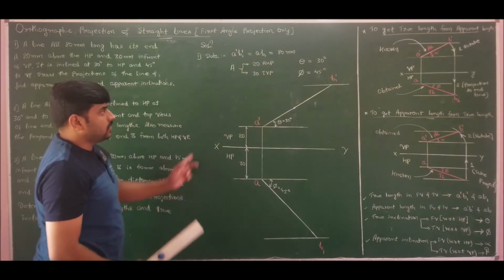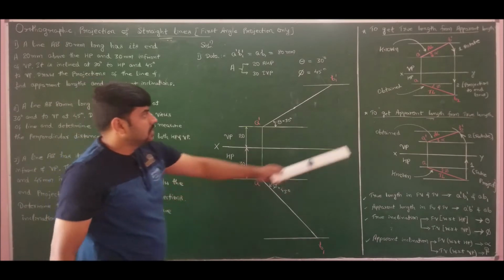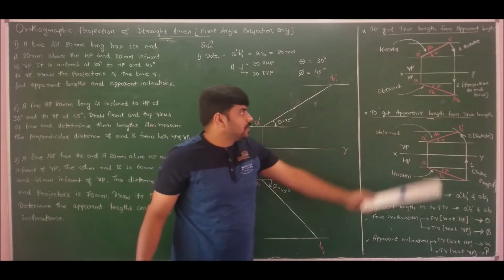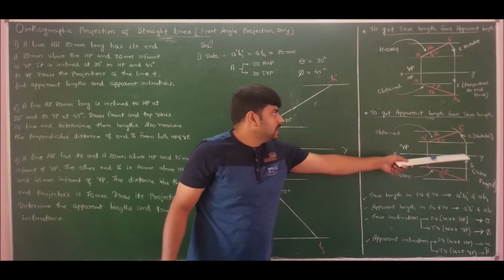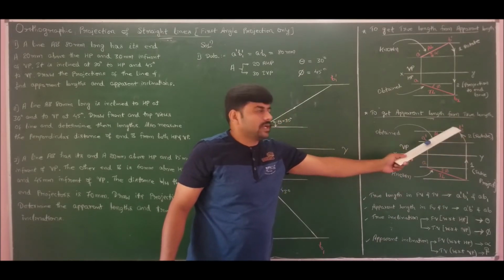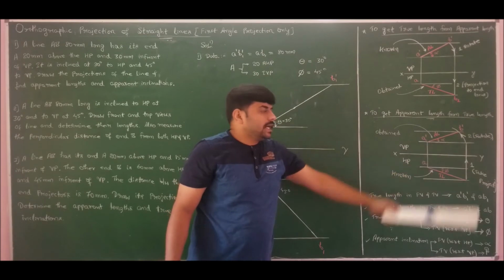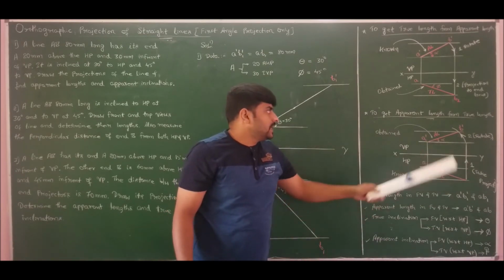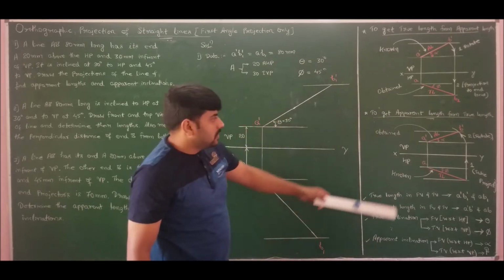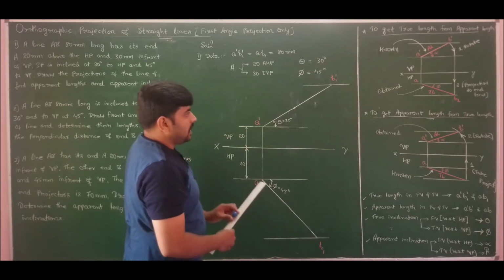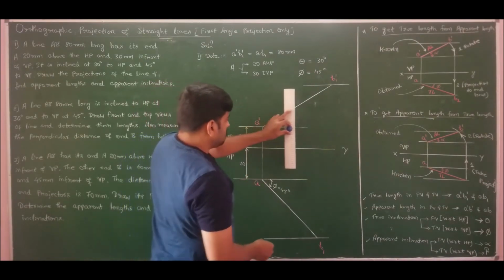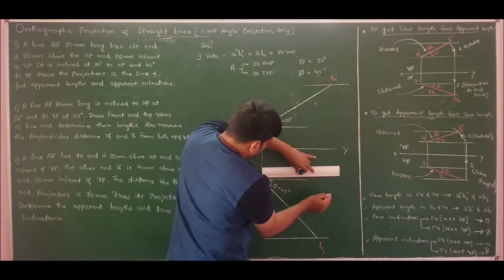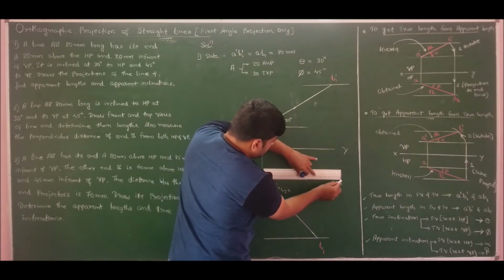Now I know the true length, I want the apparent length. To get the apparent length from the true length, first I should take the projection to the base end, then I should rotate it to the locus of the end point of the line. So therefore, first I should take the projection to the beginning locus of the line. So the first step is that I should take the projection.